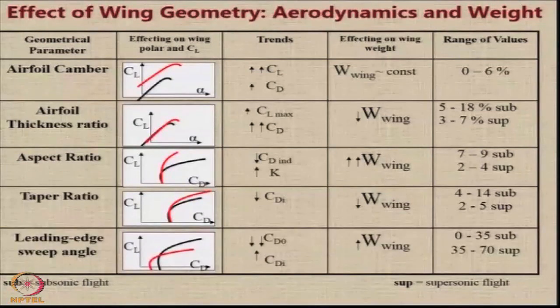And lastly, we look at the leading edge sweep angle. Sweep angle definitely reduces CD naught, but it increases the induced drag coefficient and it makes the wing heavy. So, subsonic aircraft normally we do not see them to be swept more than 35 degrees, but for supersonic aircraft you normally see the sweep from 35 to 70 degrees or even more sometimes. It may be noted that the only advantage of providing wing sweep is to reduce the drag at high speeds, and for all other considerations, the wing sweep is actually detrimental. So, wing sweep should not be provided unless it is essential from pure aerodynamic reasons.